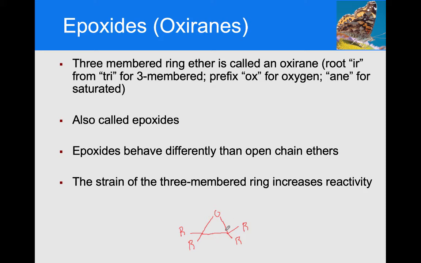This goes by 2 different names. These molecules are called oxiranes. Where that term oxirane comes from: the "ir" comes from "tri," meaning 3, "ox" for oxygen, and then "ane" for a saturated molecule. So a 3-membered saturated molecule with an oxygen in there. That's an oxirane. We also call these epoxides, and that's how we're going to refer to them. Now, because the epoxide is a 3-membered ring, there's a massive amount of ring strain here. That ring strain increases the reactivity of epoxides.